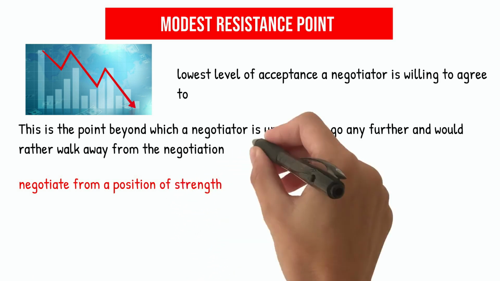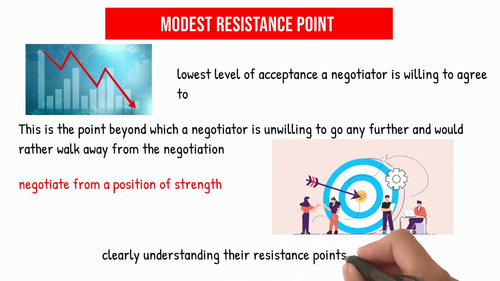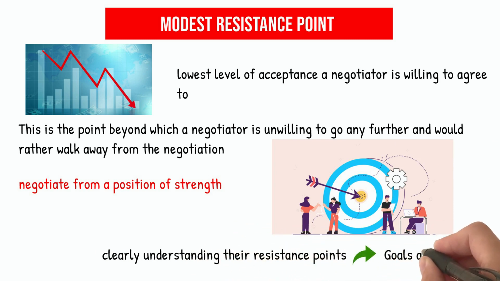Modest resistance points can help negotiators to establish their bottom line and negotiate from a position of strength. By clearly understanding their resistance points, negotiators can avoid making concessions detrimental to their interests and ensure that any agreement reached is consistent with their goals and objectives.